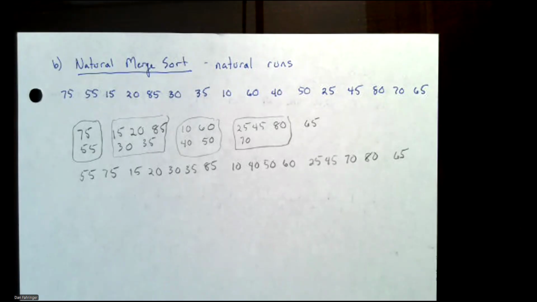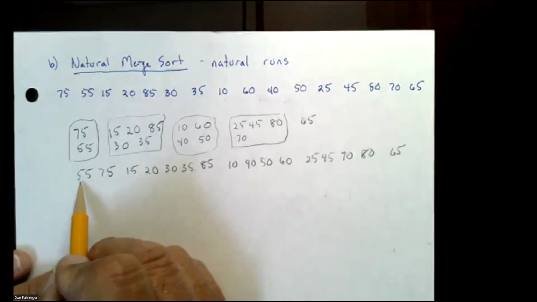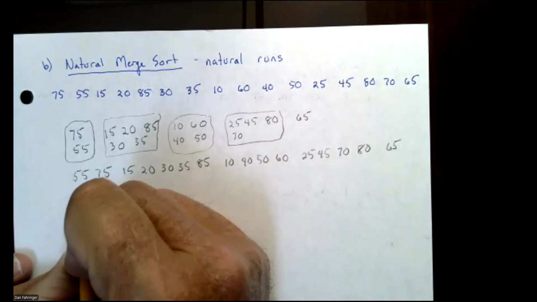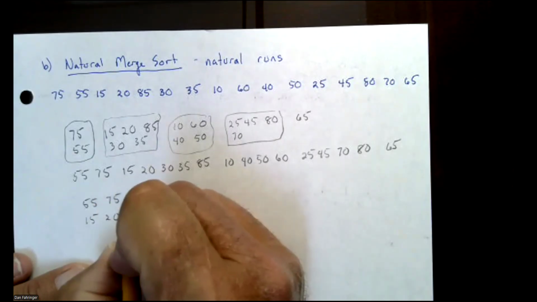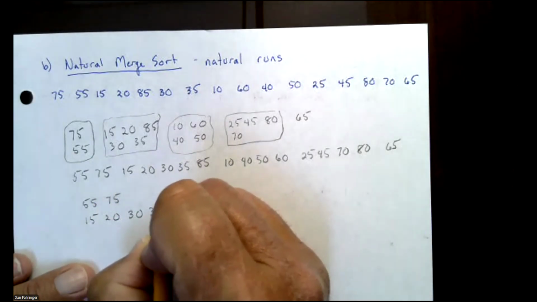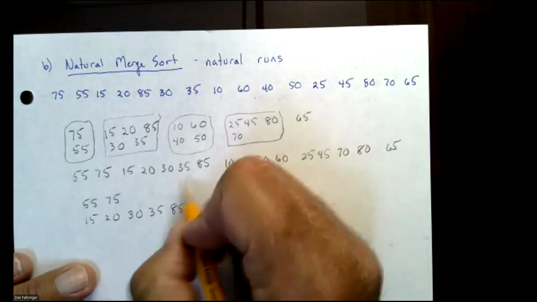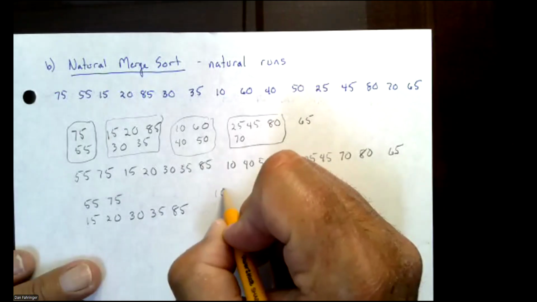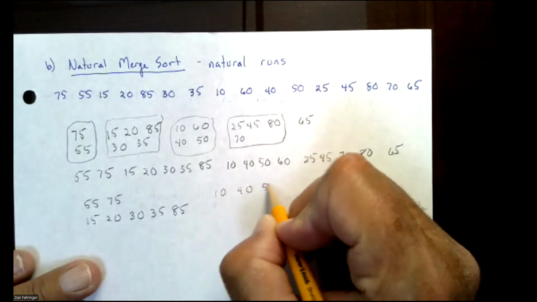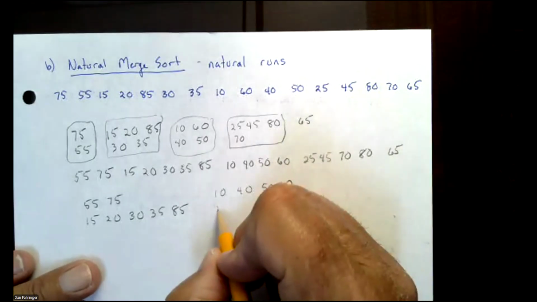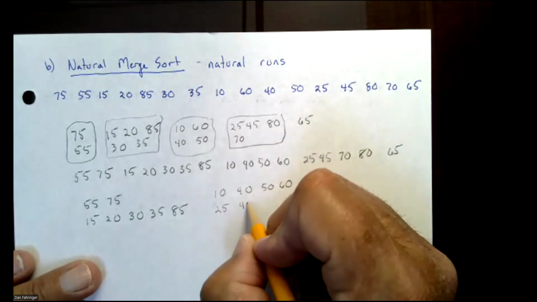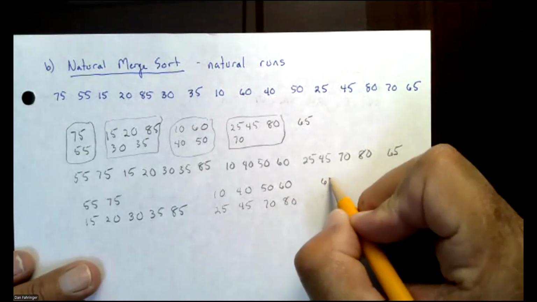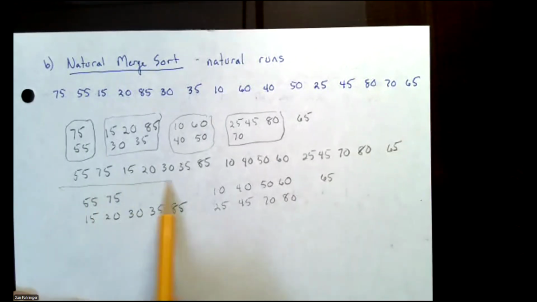And repeat. Make two lists. Natural runs 55 and 75. 15, 20, 30, 35, 85. Again, we're now smaller, but while we're learning it, it's nice to be able to make that space. 10, 40, 50, 60, 25, 45, 70, 80, and 65 is way out there on the end.